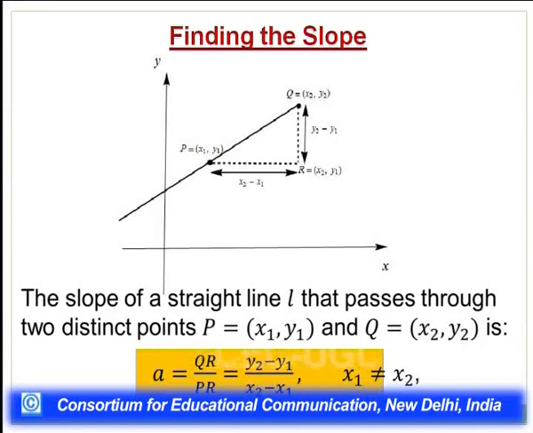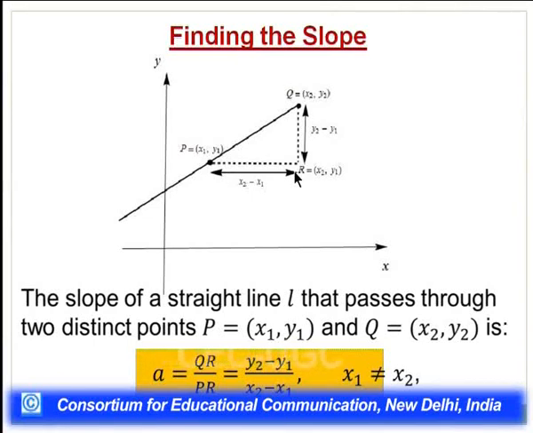Right, so let us now get into the actual calculation of the slope. So let us suppose we have a line that passes through the points P and Q, where P is represented by the coordinates x1, y1, and Q is represented by x2, y2, and as before, R is given by the point x2, y1. Then the slope of this line will be given by QR upon PR.